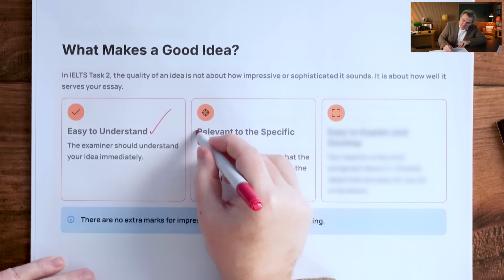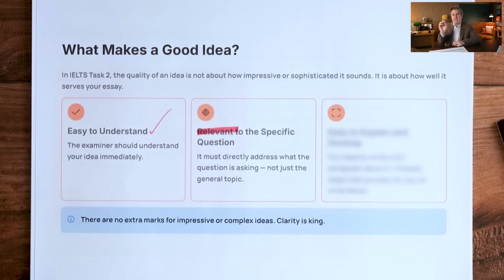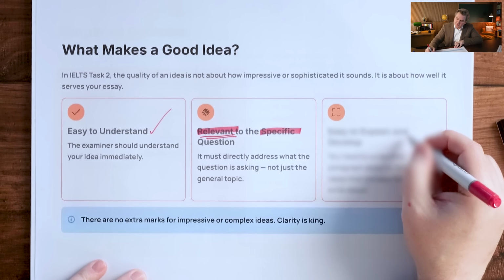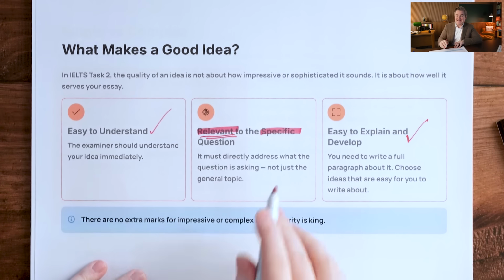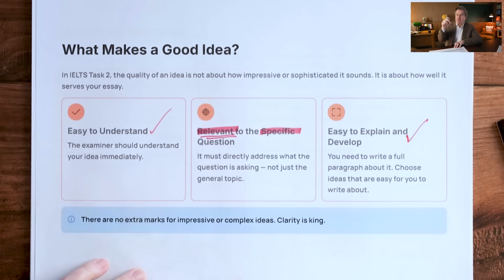It also needs to be relevant. It needs to answer the specific question. So if you look back at the student sample essay that we showed you, some of those ideas are very vague, so not very relevant. Some of them are completely irrelevant. They don't actually answer the question at all. And then for you, your ideas need to be easy for you to explain and easy for you to develop.